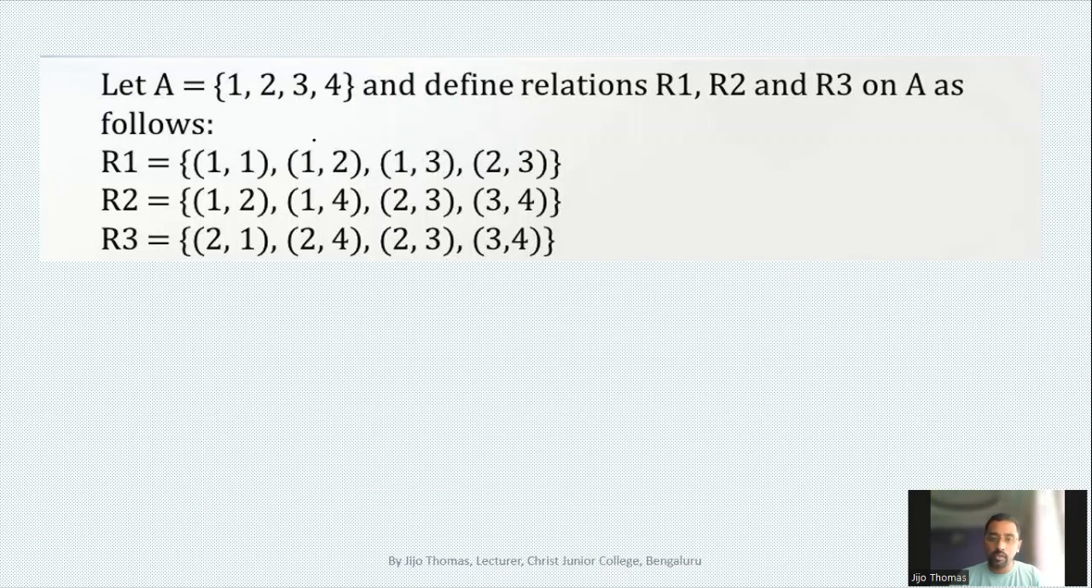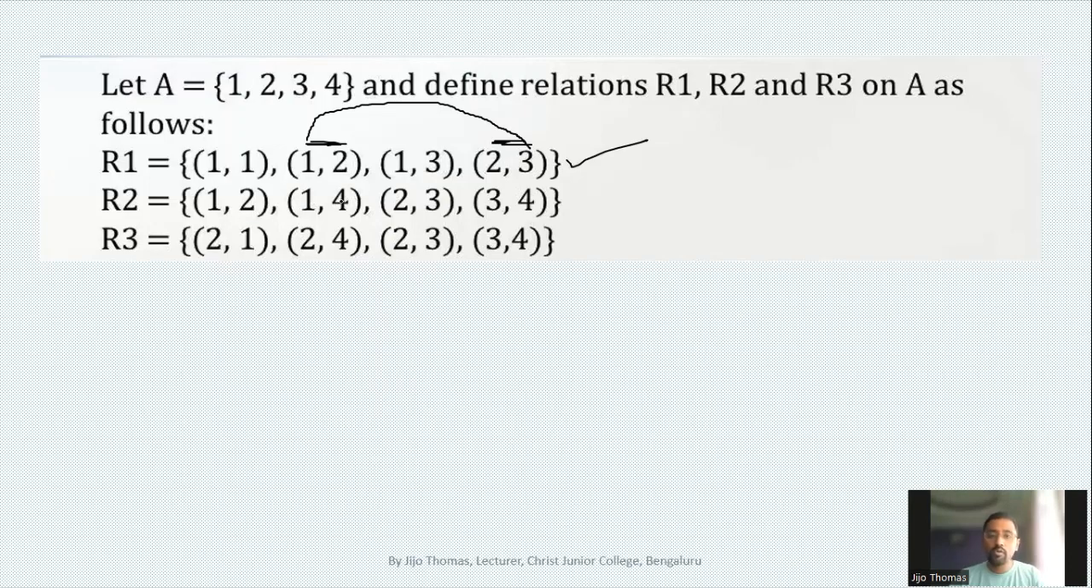1,2; 2,3. 1,3; 1,3 is again there. 1,3; nothing starting with 3, so nothing to check. If AB and BC are there, only then I have to check; otherwise, no need to check anything. That element is also transitive. 2,3; nothing starting with 3. So that means R1 is a transitive relation.